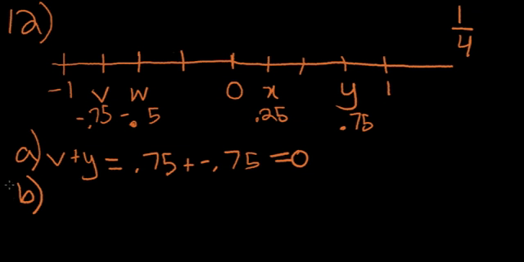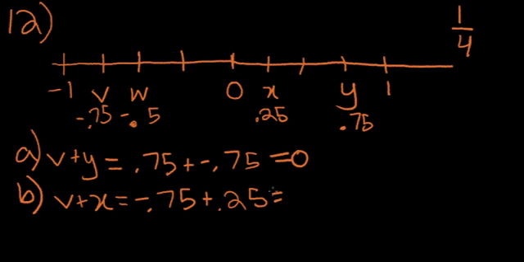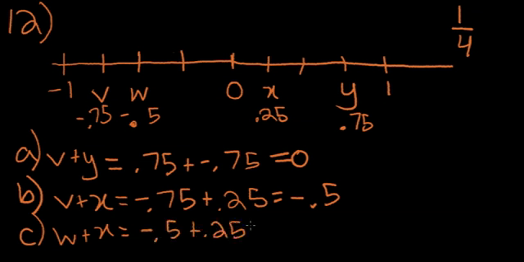Choice B is V plus X, and V is negative 0.75 plus X, which is 0.25. This equals minus 0.5, and this seems very likely for the correct answer because it's very negative. Choice E says W plus X. Well, W is negative 0.5, so negative 0.5 plus 0.25 is just equal to negative 0.25.